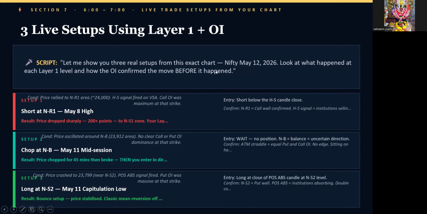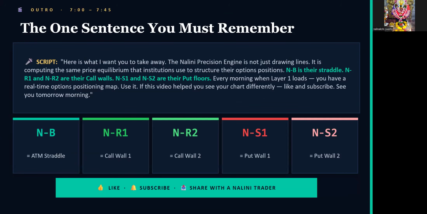So these are the setups. I'm not going to discuss everything. This is what happened yesterday. The market actually came down. What all happened, I've compiled in this slide. So I don't want to go into detail and explain it to you. This is what happens here.